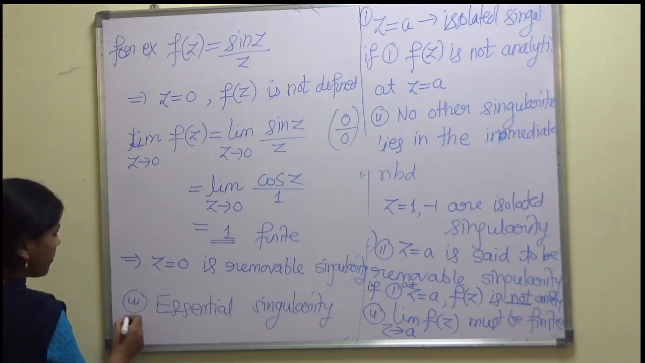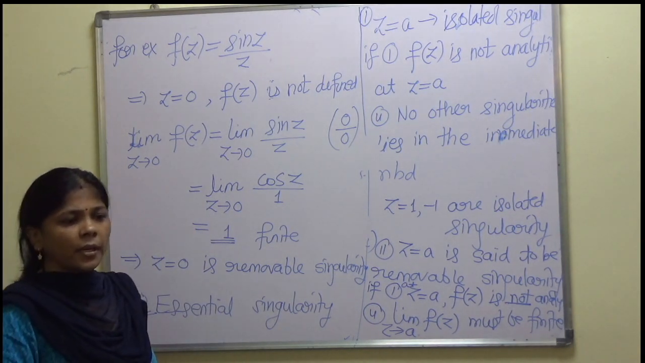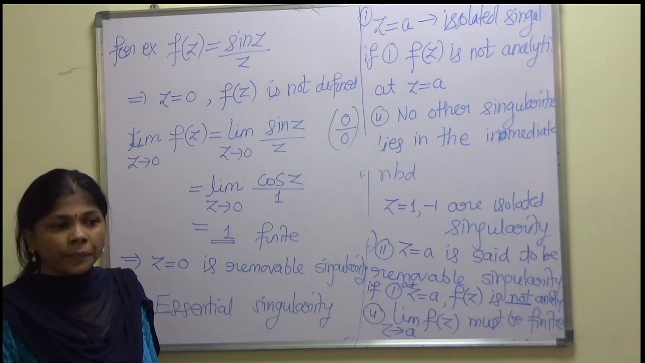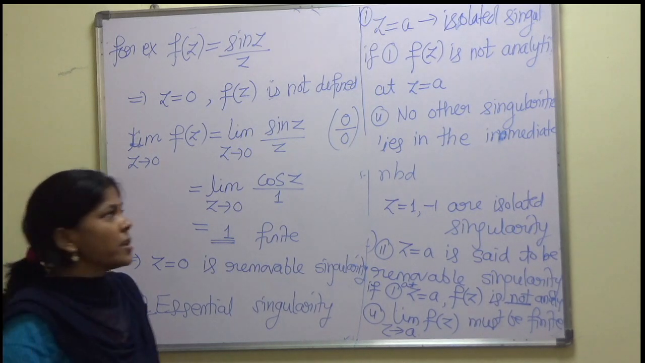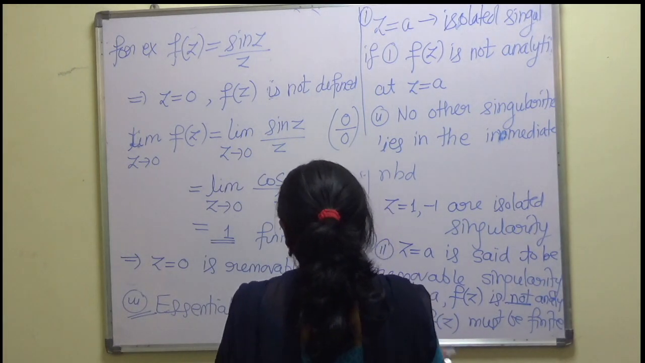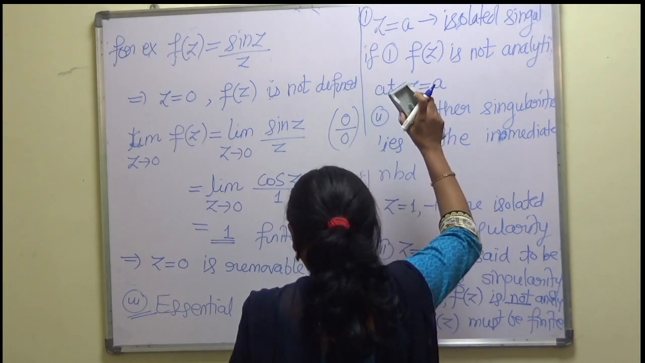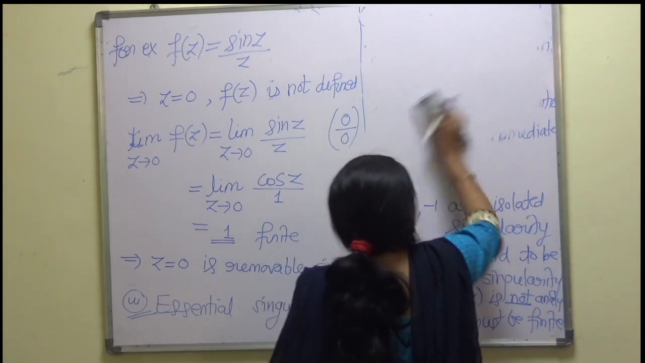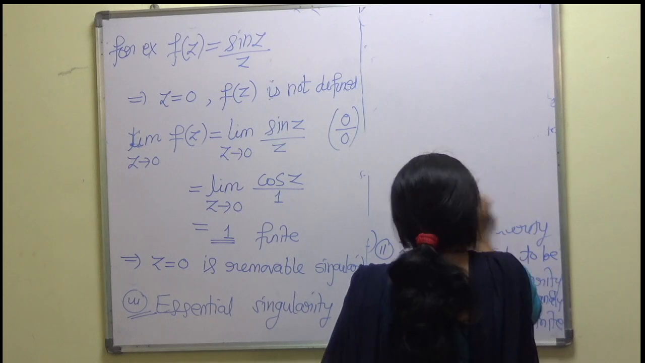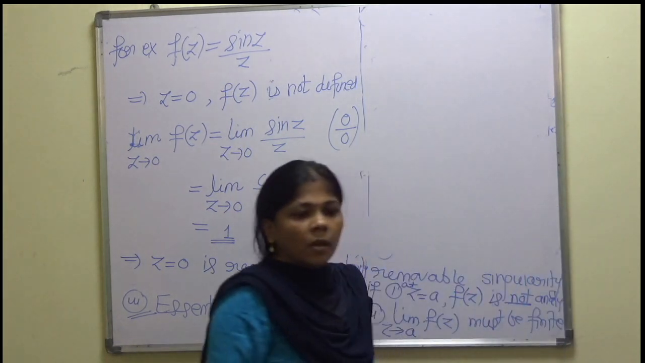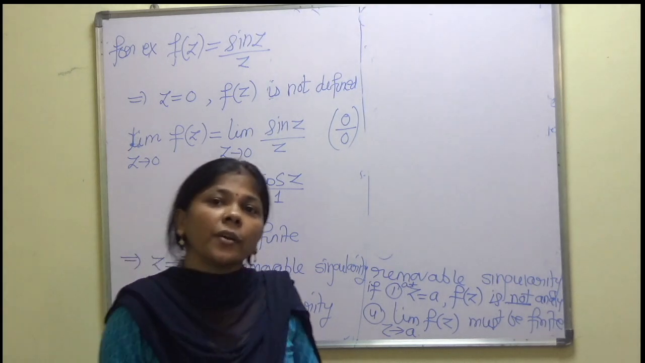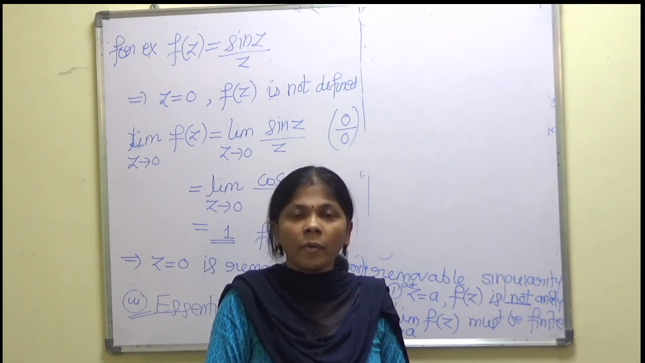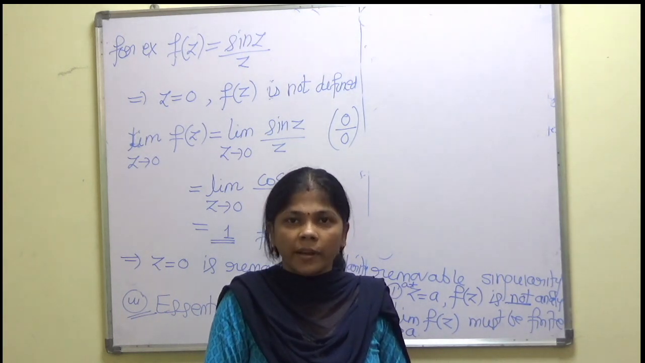Now what is the third type? That is the essential singularity. The name itself tells you that it is very necessary, and it cannot be removed. So that is called an essential singularity. Let us see what this means. At z equal to a, what type of singularities are said to be essential? A singularity which is neither isolated nor removable is called an essential singularity.